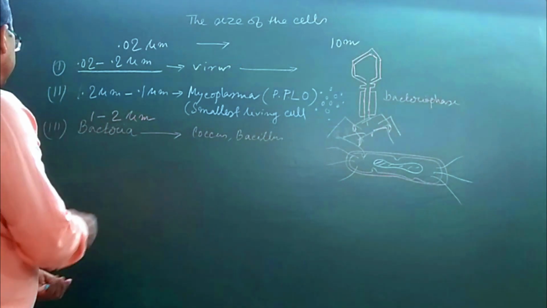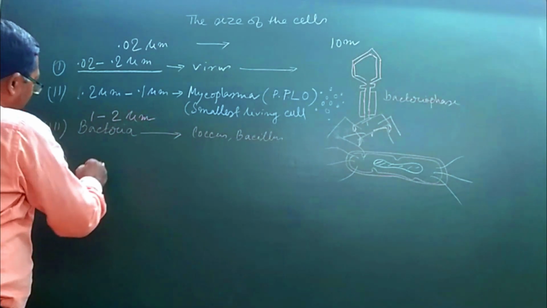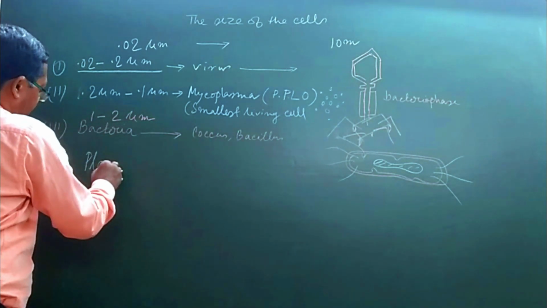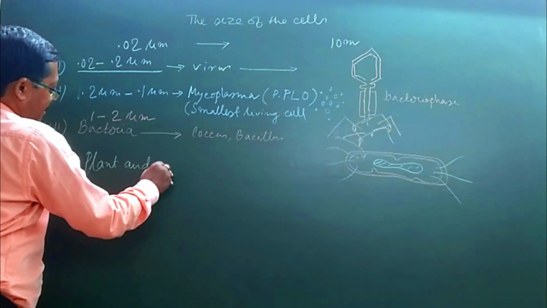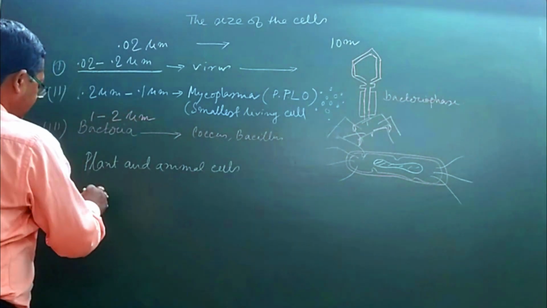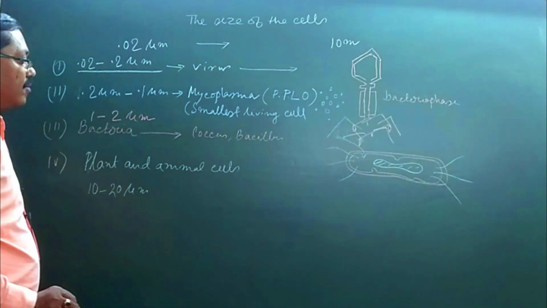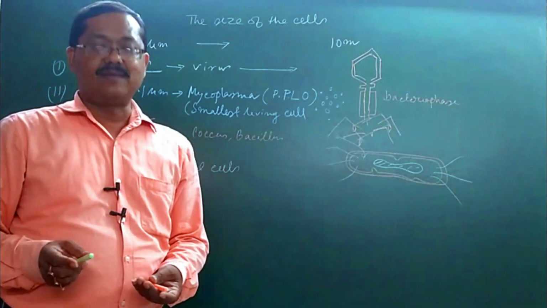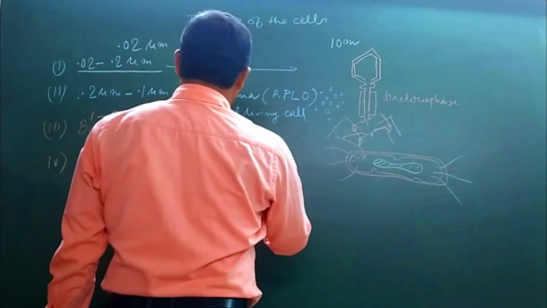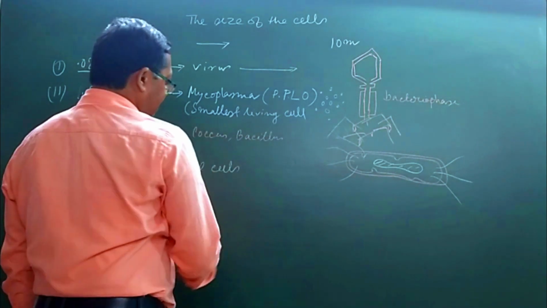Greater than the size of bacteria is that found in eukaryotic plant and animal cells. Their range is from 10 to 20 micrometer. Most of the animal cells, higher animal cells and plant cells are eukaryotic, and their size is greater than bacteria.